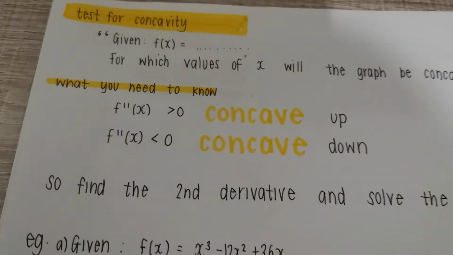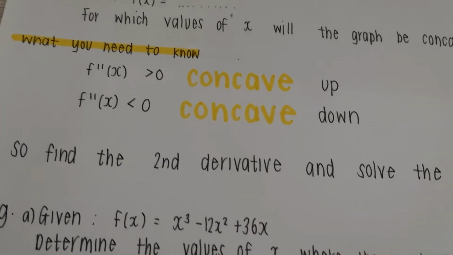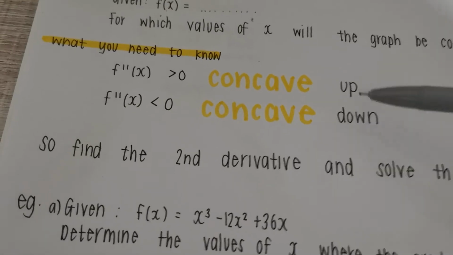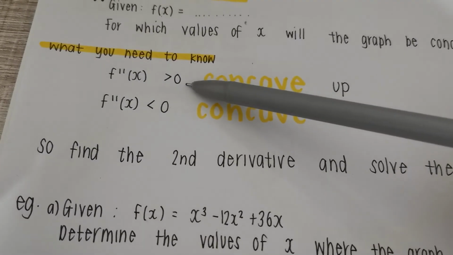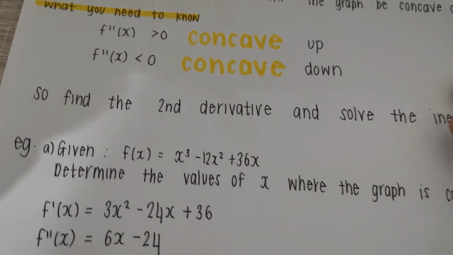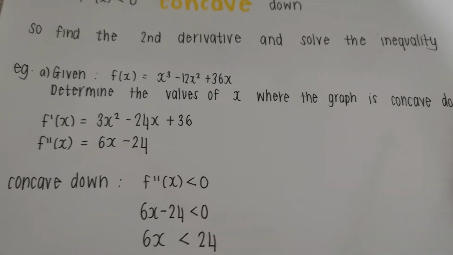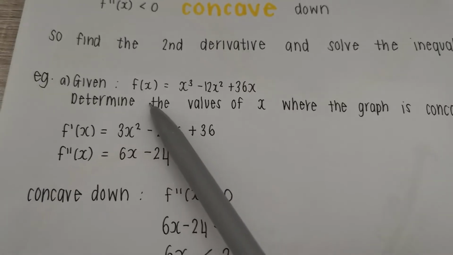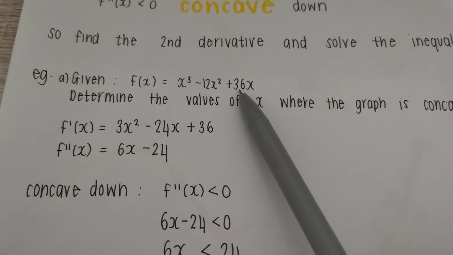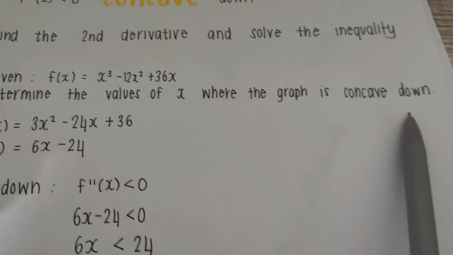Right, so actual calculations where I was telling you for which values of x will it be concave up and concave down, right? I rewrote this here. For concave up, must be greater than 0. For concave down, less than 0. Okay, so what you need to do, find the second derivative and solve the inequality. Here's our example. I've given you f of x being x to the power of 3 minus 12x squared plus 36x. I'm asking you for the values of x where it's concave down.